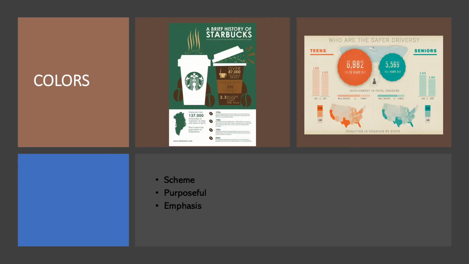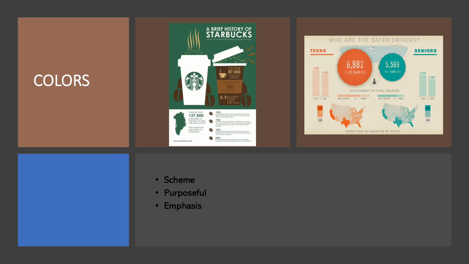Next, you can talk about your colors. You have to have some kind of a color theme, or scheme, going on. It has to be purposeful, and it has to emphasize whatever you're talking about. So obviously, if you're talking about a brief history of Starbucks, you probably want to use Starbucks colors, coffee colors. So you have the greens, the browns, etc. Same with the one on the right, on who are the safer drivers. You're obviously using the darker reds to emphasize your point. When you think red, that's obviously kind of a danger aspect, or it stresses something you're talking about. Whereas the blue, the cooler colors don't have that much stress.